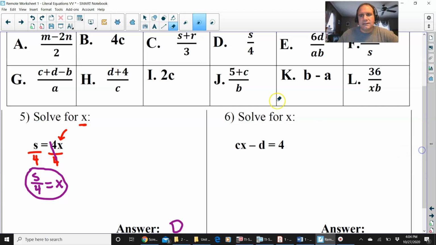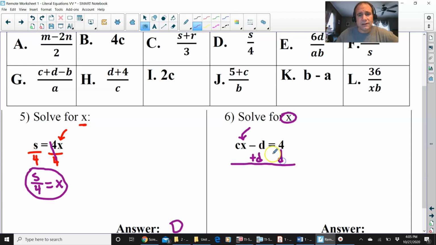All right, and let me get that out of the way. And now we're going to solve for x for number 6. And I am going to put my little arrow right here just to make sure that I know that I have to solve for x. What is on this side right here? Remember, on the left side you have this cx, but we're not going to touch that first. We are going to get this negative d over to the other side of that equal sign. So I am going to use inverse operations and add d on both sides.